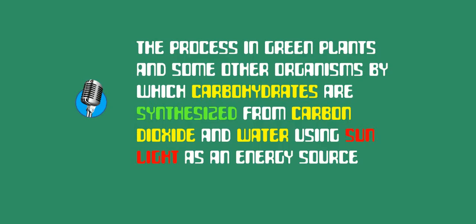What is photosynthesis? Photosynthesis is a process in green plants and some other organisms by which carbohydrates are synthesized from carbon dioxide and water using sunlight as an energy source. I repeat again: photosynthesis is the process in green plants and some other organisms by which carbohydrates are synthesized from carbon dioxide and water using sunlight as an energy source.